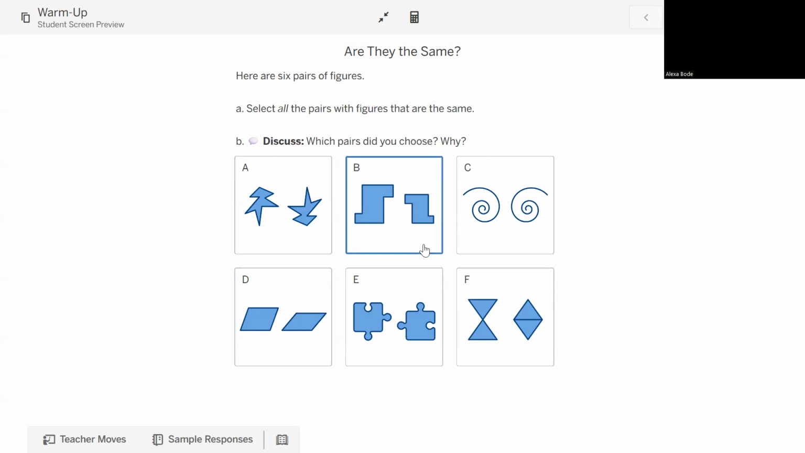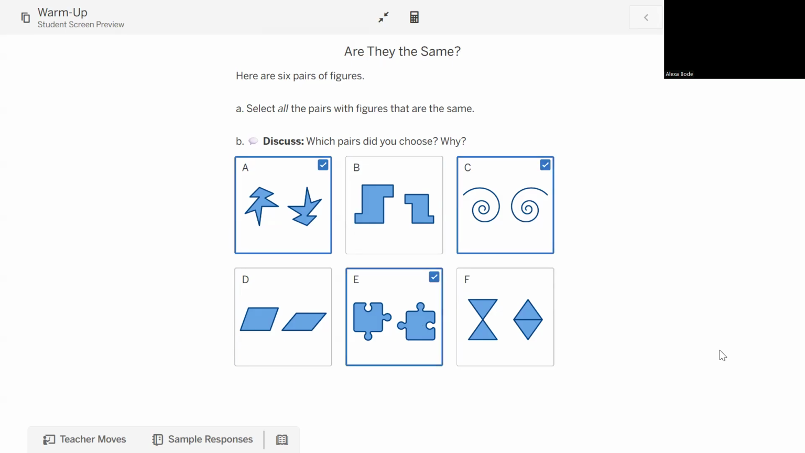But if we're going based off of whether they're congruent, the angles are the same, the sides are the same, the shape as a whole has not changed, and you can use transformations to get it there. That would be A, C, and E. B is not congruent because it's not the same size. D is not congruent because they don't have the same angle measures. And F is not congruent because it's just simply not the same shape. But A, C, and E are congruent, they are the same, and you can use different transformations to match them up.